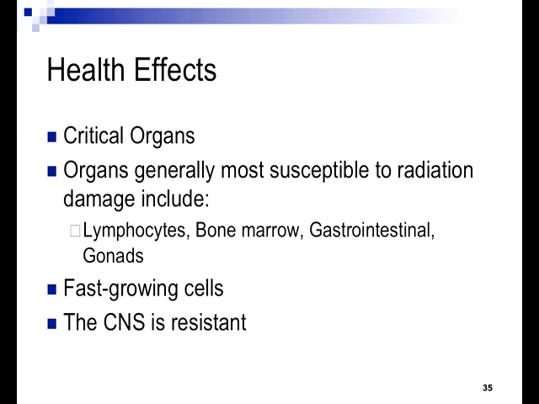The reproductive tissue are very susceptible to it as well. So anything that's a fast-growing cell is going to be affected by ionizing radiation because it cannot be replenished. The central nervous system is actually pretty resistant. You don't have a lot of cell growth in the central nervous system. If you have spinal cord injury, it's very difficult to repair because it's extremely, extremely slow growing.